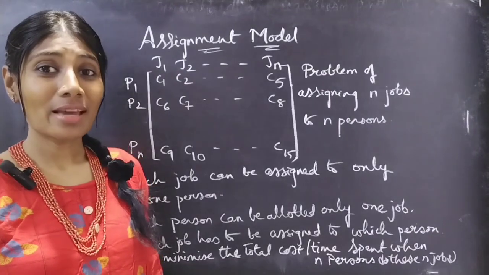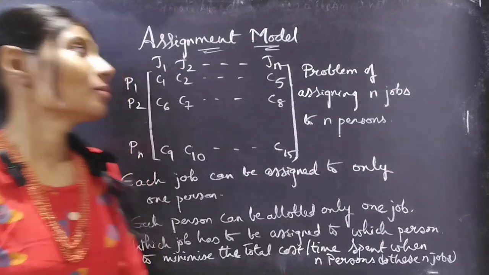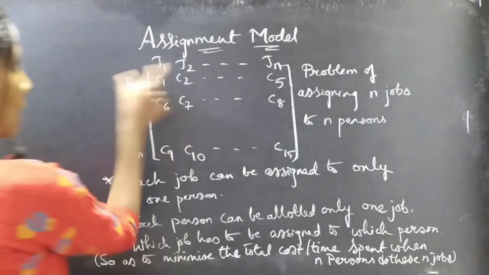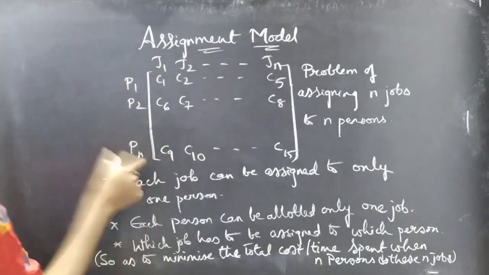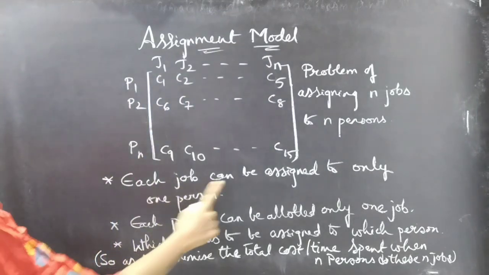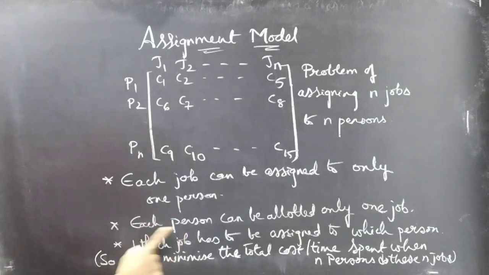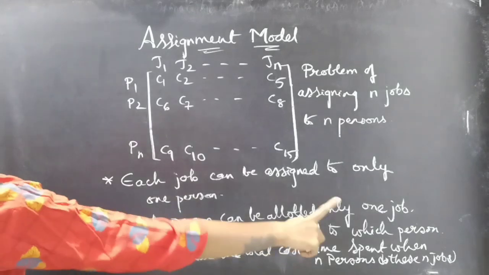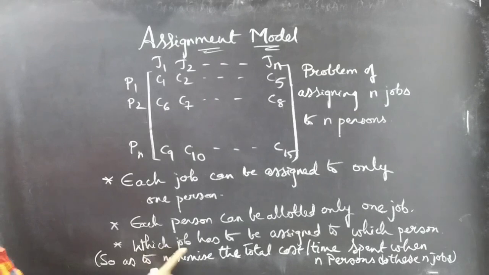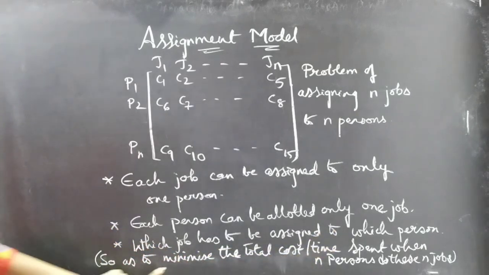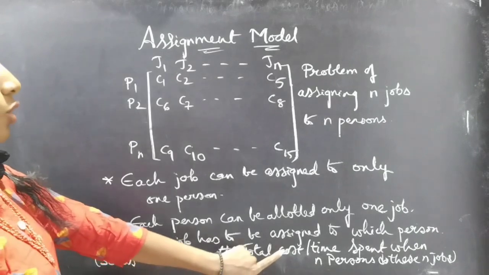In this video, we're going to see the assignment model. The assignment model is nothing but the problem of assigning n jobs to n persons. Each job can be assigned to only one person, and each person can be allotted only one job. Which job has to be assigned to which person so as to minimize the total cost or time.